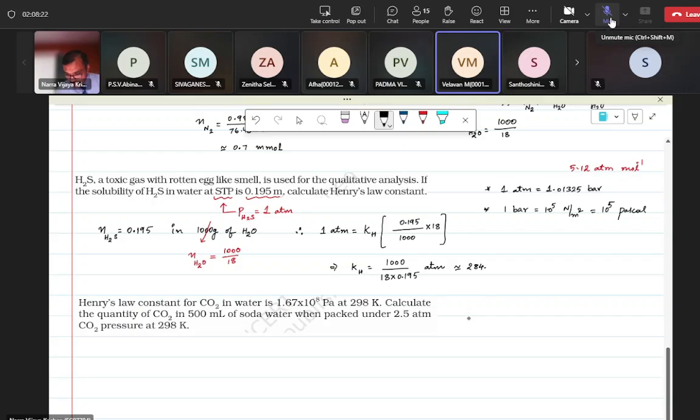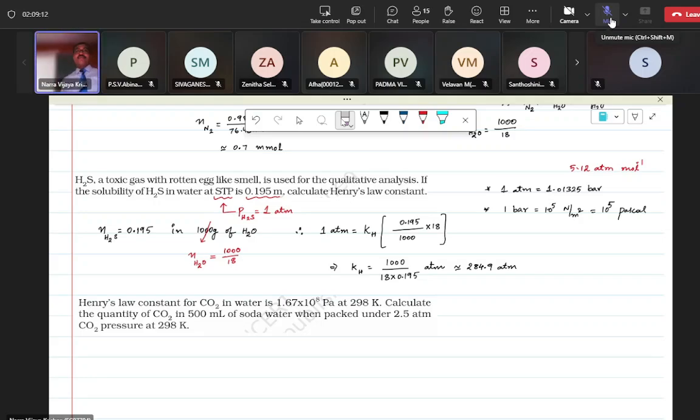In that, they have substituted the partial pressure as 0.987 bar. Oh, they substituted the answer in bar. They got the answer as 282 bar, and I got the answer in atmosphere. Correct or not? Conversion. If I add 0.195 in the denominator, the change is negligible; it doesn't change much.